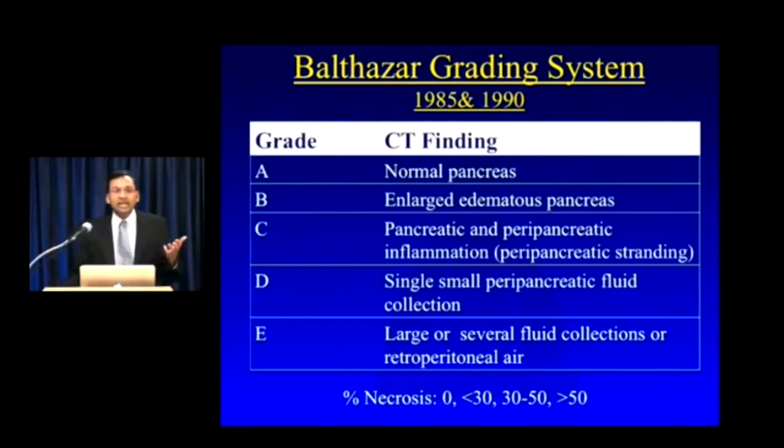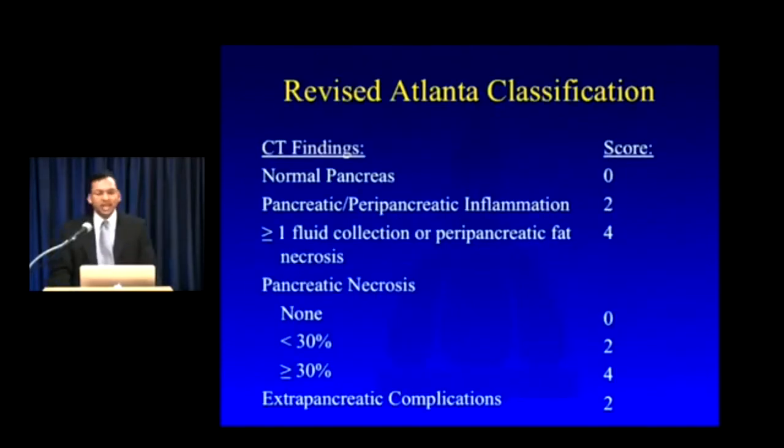Now, the Balthazar system is pretty simple. A through E. A is a normal-looking pancreas, so you can have mild biochemical pancreatitis with a normal-looking CT scan, all the way up to a horrible-looking pancreas with lots of collections, retroperitoneal gas, and that's the Balthazar E. And of course, the degree of pancreatic necrosis is going to play a role here in terms of what the patient's grade is.